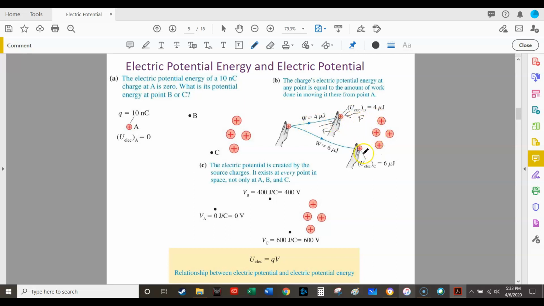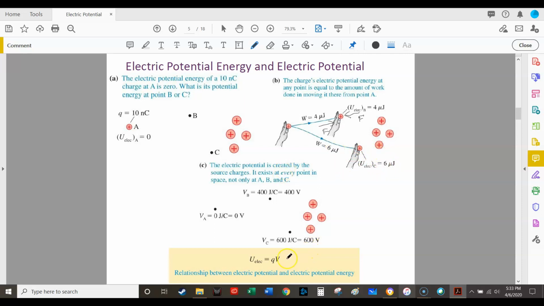And the same thing over here. So you're going to be doing positive work. You're going to be doing a work of 4 microjoules in pushing this test charge up to here. And then if you have to push it a further distance, even closer to these guys, then you're going to have to do even more work.